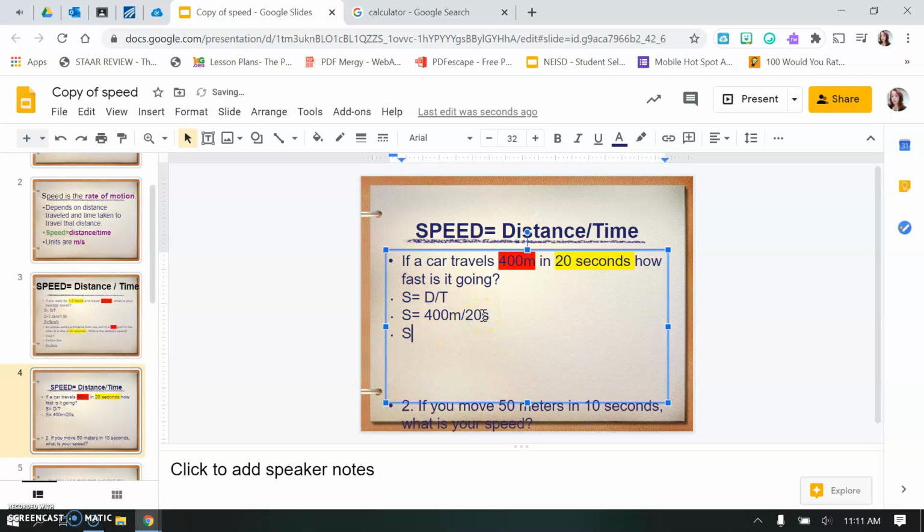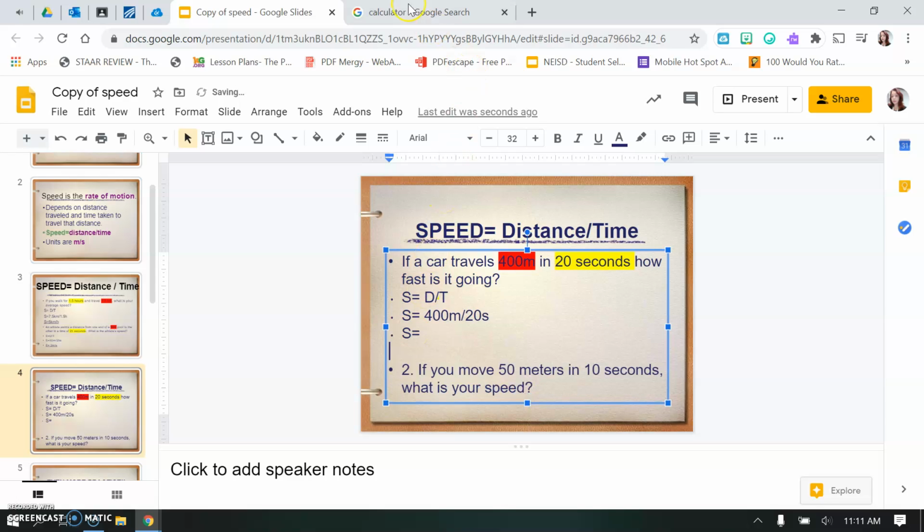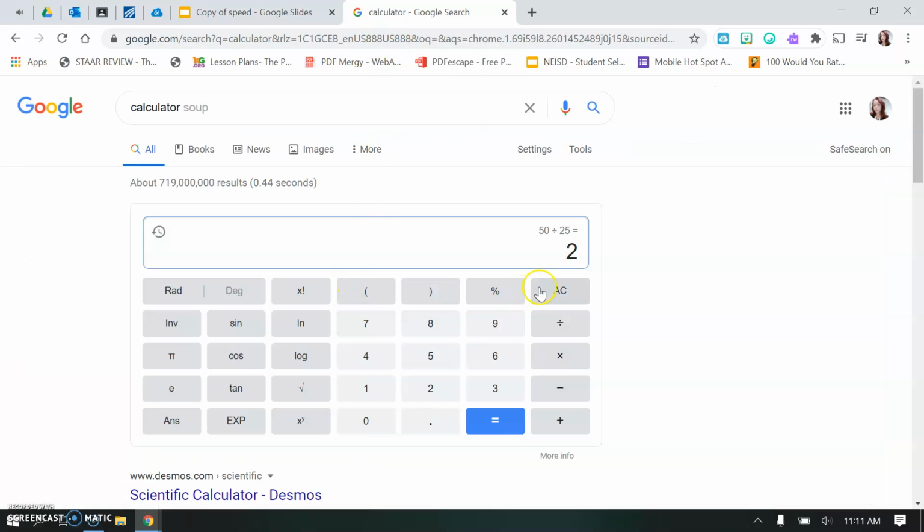So now when you do the math, what does it equal? Speed is distance divided by time. So we're going to take the 400 divided by the 20 and go back to our calculator. Make sure you clear your calculator. 400 divided by 20 equals 20.